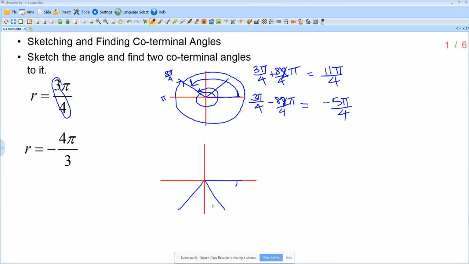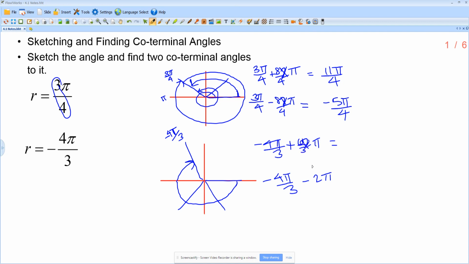This would be 1, 2, 3. And I need 4, so I'm going to have to go all the way to like here. So I've gone 1/3, 2/3, 3/3, or 1, 4. So this is -4 pi thirds. If I want to find two coterminal angles, all I have to do is add 2 pi and subtract 2 pi. So 2 is the same thing as 6 thirds. So this would give me 2 pi thirds. You'll notice this is the same as if I had just gone +1, +2. They're coterminal.